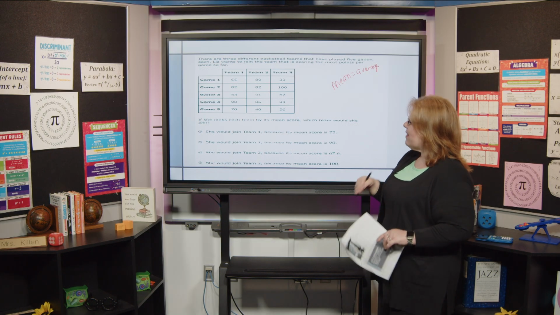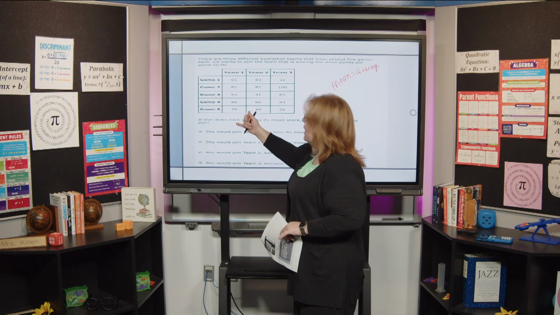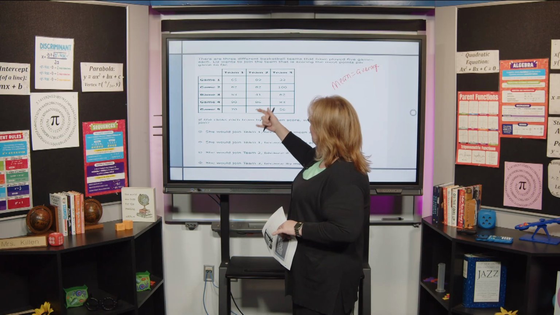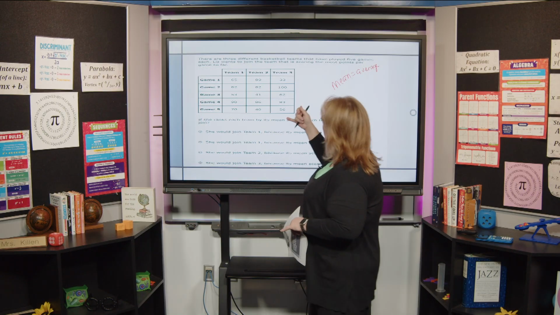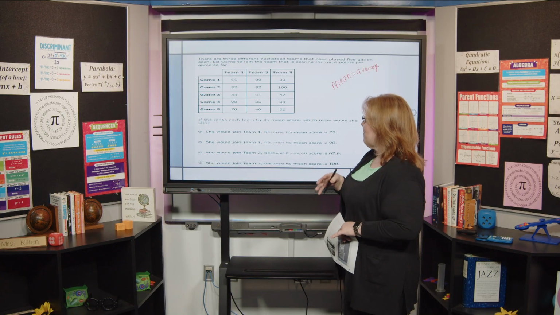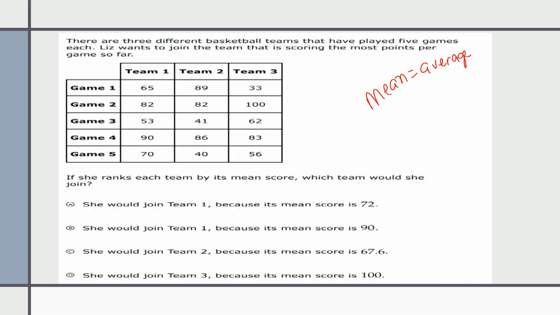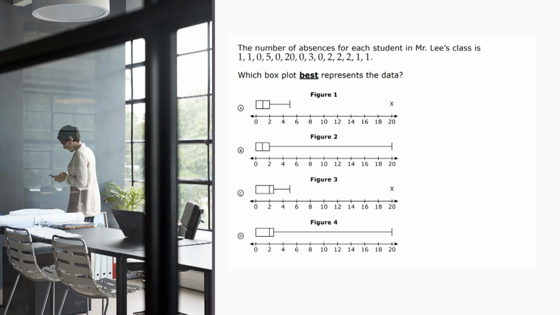So when we do that, you want to take team 1, add them all up and divide by 5. Add all of team 2 up, divide by 5. Add all of team 3 up and divide by 5. So if we do all that, which team is she going to join? She's going to join team 1 with a mean of 72. Good job. All right, let's look at the next one.